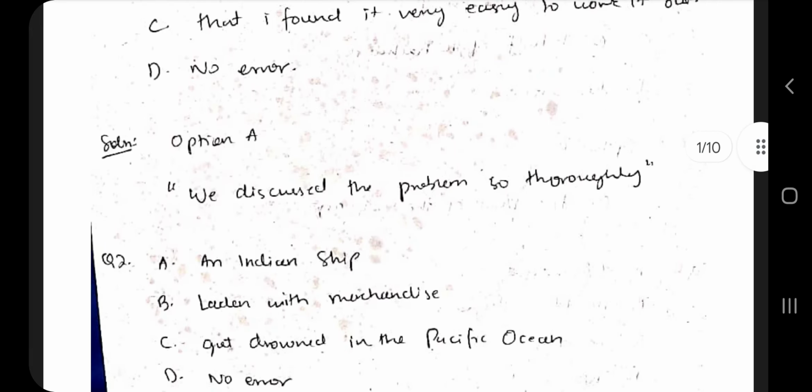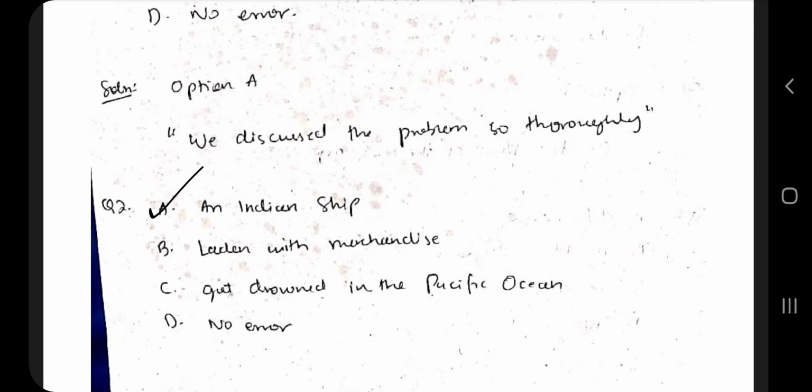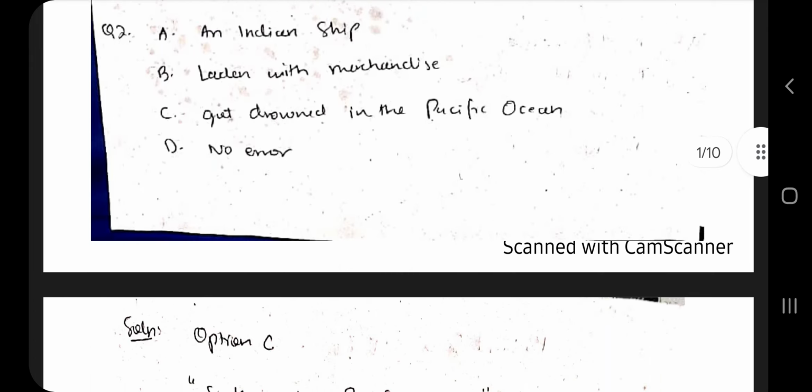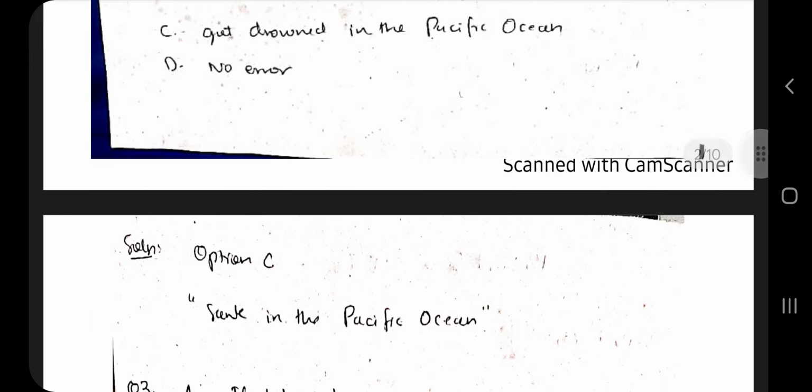The next one, an Indian ship laden with merchandise got drowned in the Pacific Ocean, and D is no error. In this problem we don't have any other grammatical error, but there is a word, got drowned, that can be replaced with another word, which is sank. So the correct answer is option C. Instead of that we have to write sank in the Pacific Ocean.